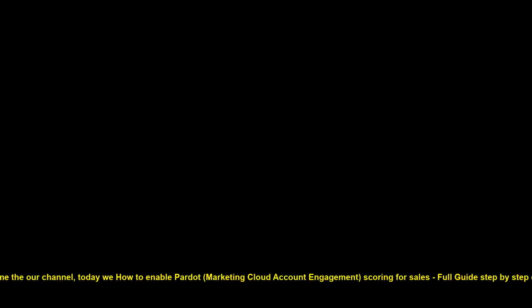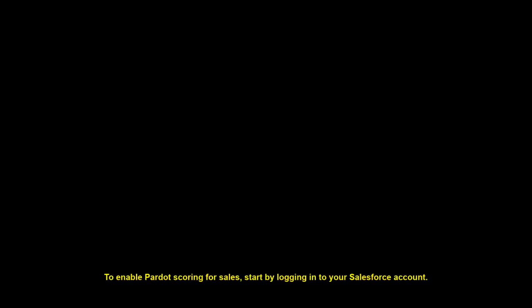To enable Pardot Scoring for Sales, start by logging into your Salesforce account. Navigate to the Pardot dashboard within your Marketing Cloud interface. Locate the Admin tab in the main menu. Select Scoring from the drop-down options. Review the scoring model settings currently in place.